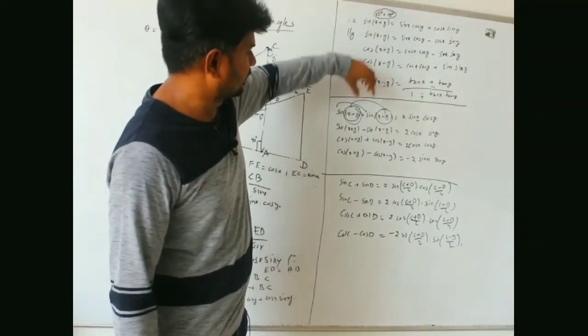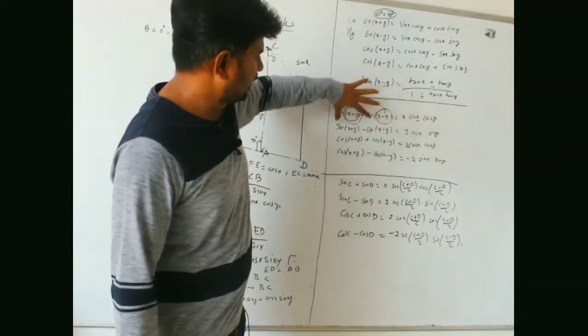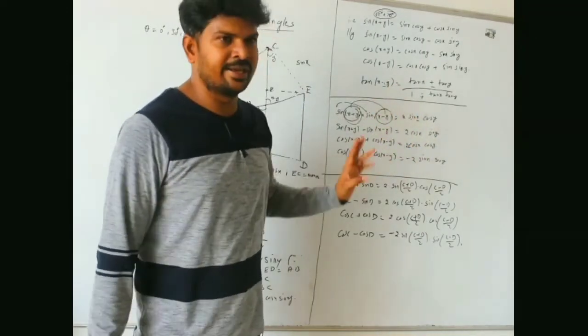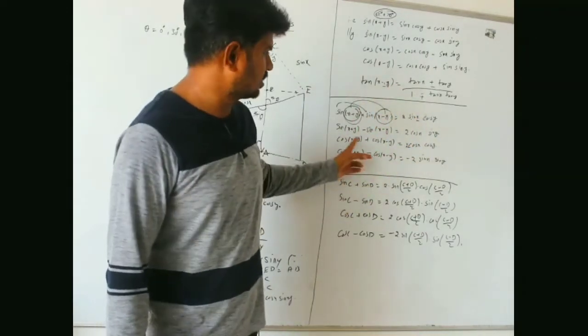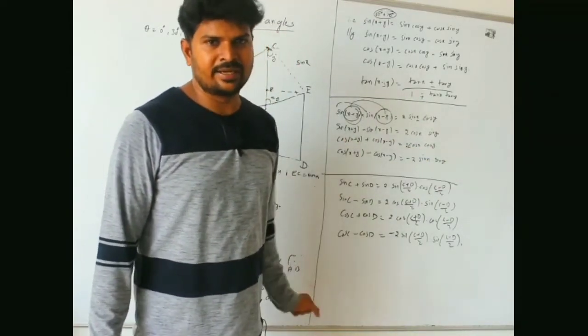Normally I remember it like this: sine plus sine is equal to sine cos. Similarly, whenever sine is there, you will get both sine and cos. Whenever cos is there, you will get either only sine or only cos. Like cos plus cos you will get cos cos, cos minus cos you will get 2 sine sine. Like this I try to remember it.